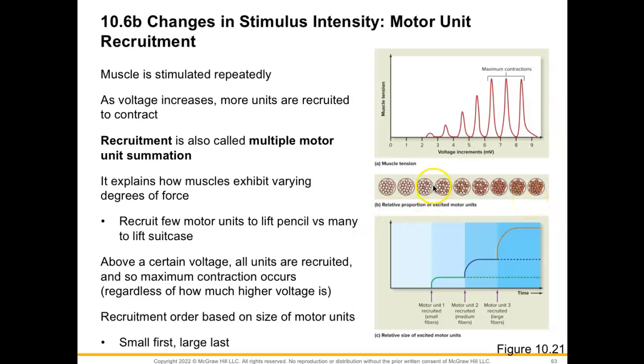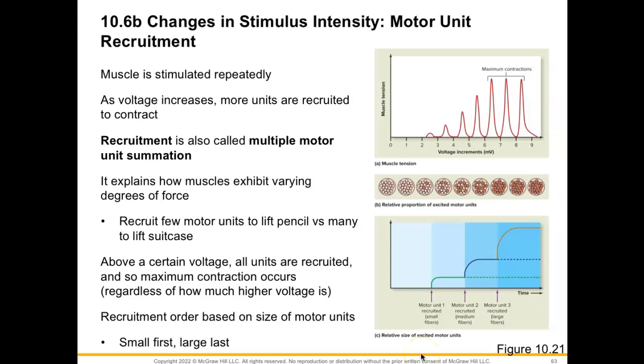So you might think that this region over here where we have just a slight amount of recruitment is when we would use a few motor units in order to lift a pencil, whereas we might need our maximum contraction in order to lift a suitcase.